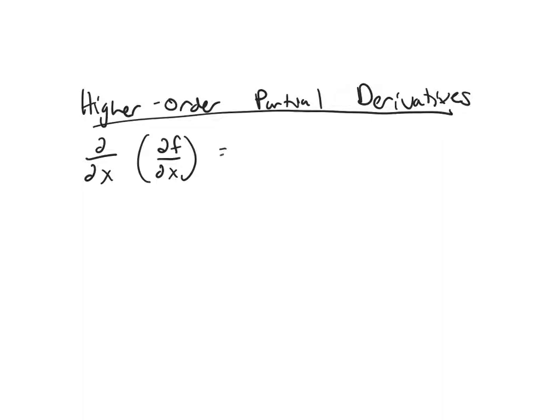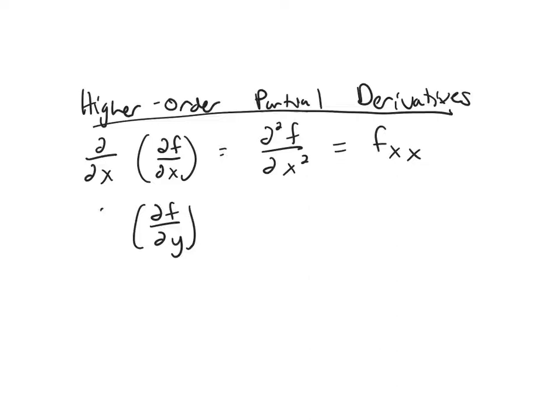So the way we can denote this, there's two other options. You can write partial squared f over partial x squared, or you can write fxx. You could do the same thing but for y, so take the partial derivative of f with respect to y, and then whatever you get back, you can take the partial derivative again with respect to y. That's fyy.